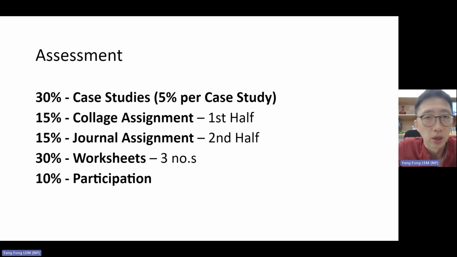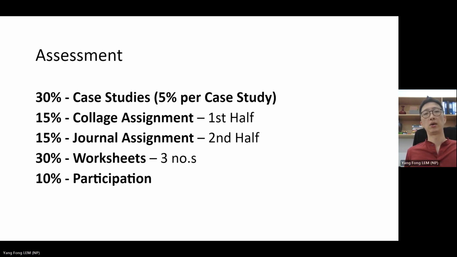Another 30% will be group work. There are 2 assignments. The first half will be a collage assignment, mainly images, and then the second half will accumulate in a journal assignment. Each of them is 15%. The journal, as the name suggests, will be a mix of images and writing, usually a bit more writing. Then there will be three worksheets. Each of them is 10%.